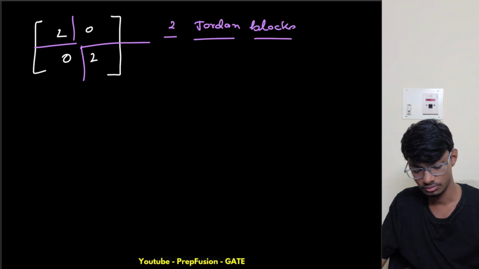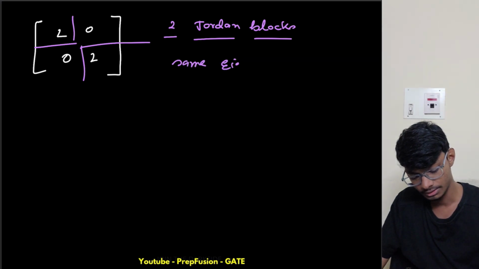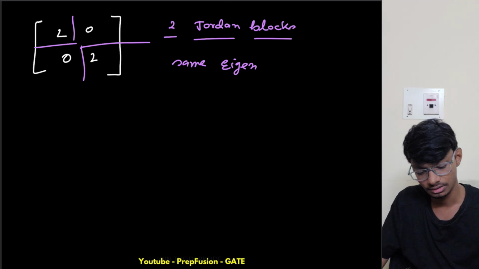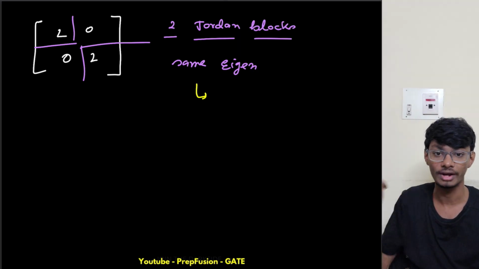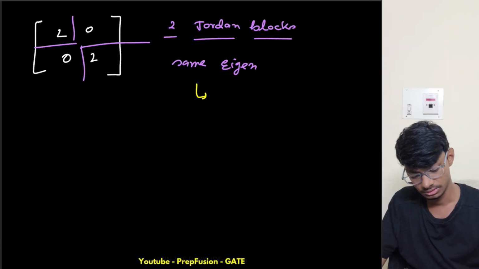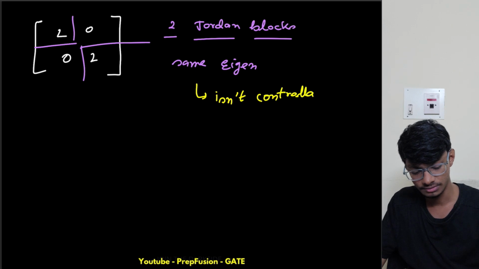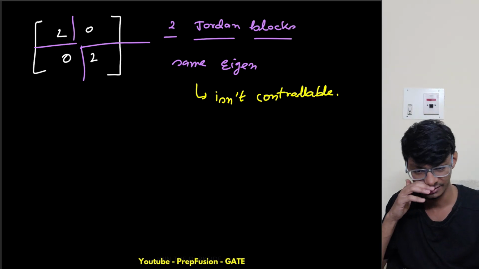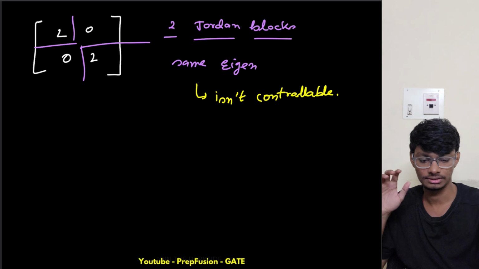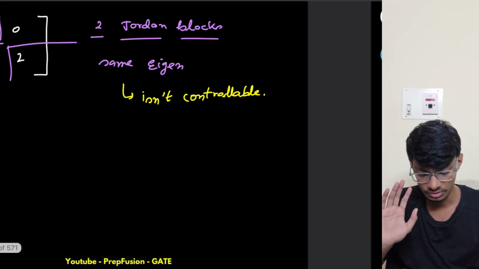Two Jordan blocks for the same eigenvalue, so we know the system would not be controllable. I just wanted to explain why it isn't, because we're not using a minimal set of state variables. The state representation isn't controllable. So this was basically it for this question. Now let's go to the next question. What does the next question say?